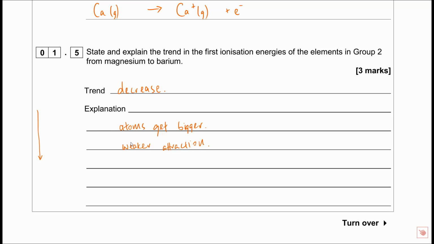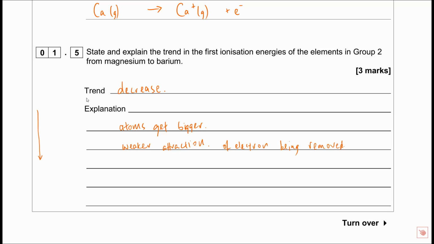Now the mark scheme is actually saying here weaker attraction of ion to lost electron, but I think that's a terrible answer. That's really poor. I would prefer weaker attraction to the electron being removed, and I would go with that, and that's a much better answer really. So far I'm really unimpressed with the specimen paper.